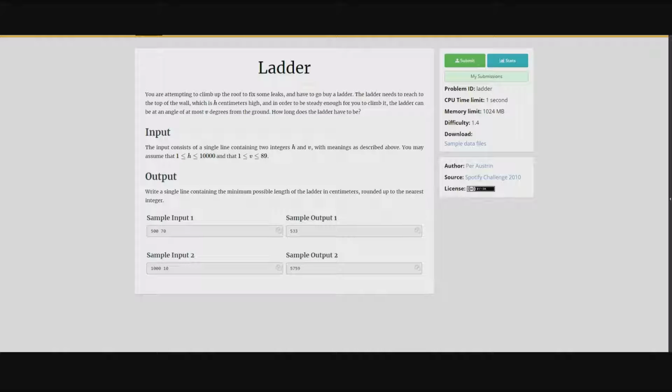Hi everyone, this is the problem of the week solution video for the problem ladder. As usual, let's read through the problem description and then we can go over an example solution in Python. So the description goes as follows.